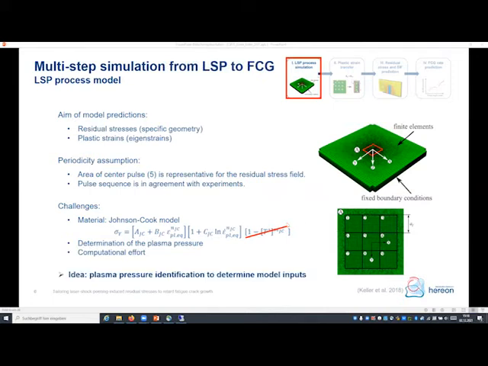So what I did is the idea of plasma pressure identification. I take material properties from the literature, and then I adjust the plasma pressure so that I match residual stresses, which are determined in experiments. And I do this for one experiment, and then I can apply this adjusted plasma pressure to different patterns or materials. When I have an identification in the first case, then I have real predictions for every following simulation where I change the pattern and the material and so on. So this is the idea of laser shock peening process simulation I applied.